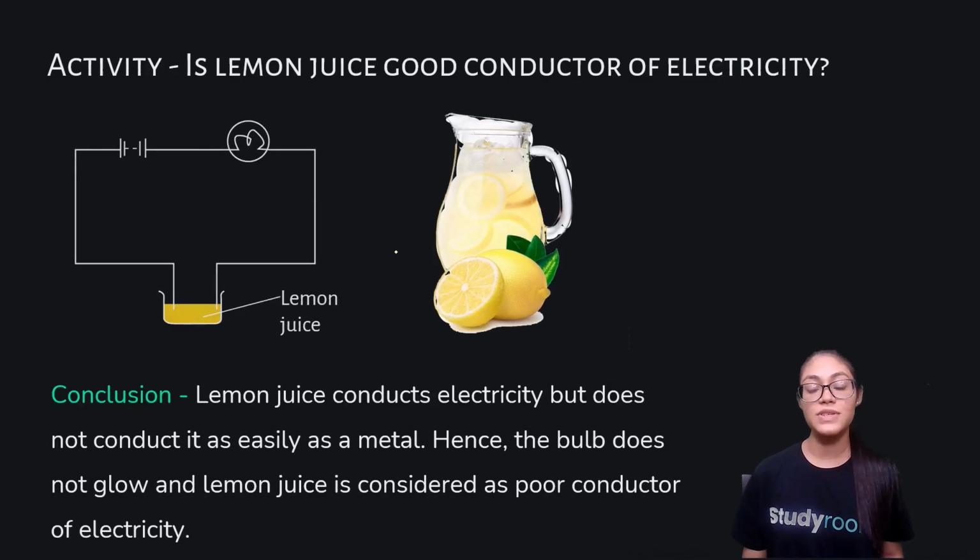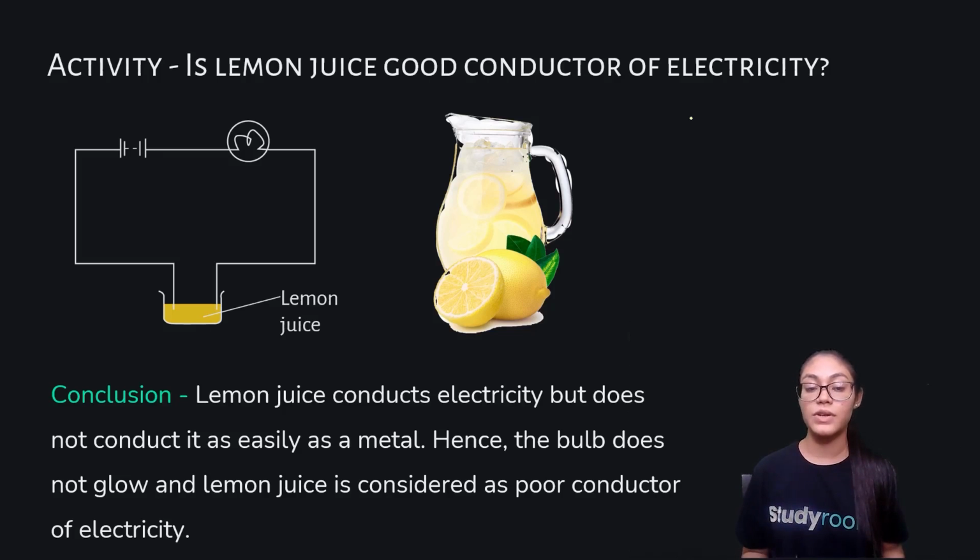Now let's perform this activity to see if lemon juice is a good conductor of electricity or not. What do you do? You take a plastic cup from the discarded bottles and fill some lemon juice or vinegar in it. Now you dip the two ends of the tester in it. One thing you take care about is that the two ends should not be very far away from each other, but also that they are not touching each other.